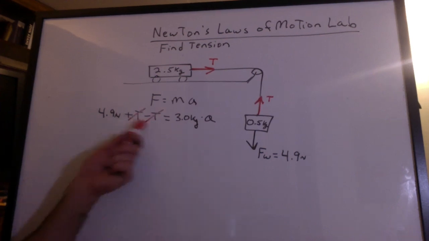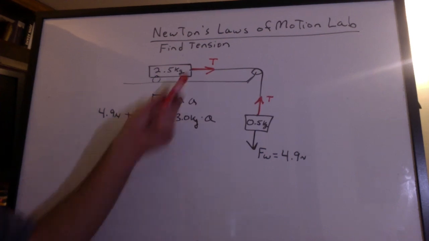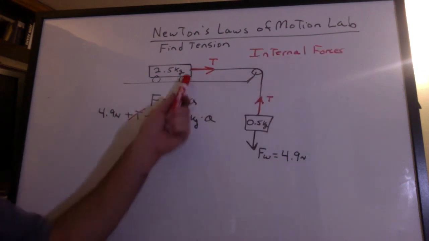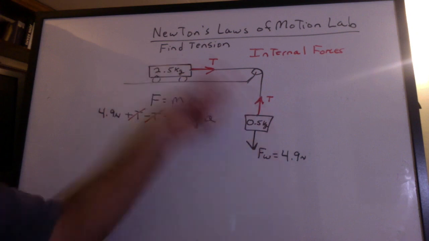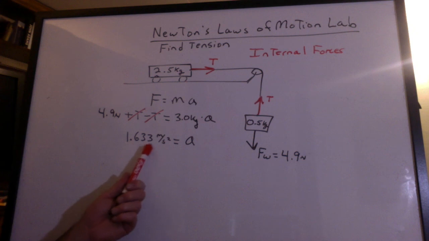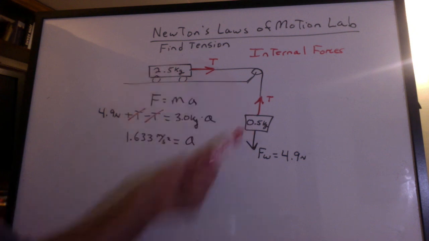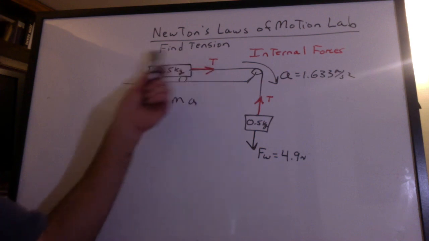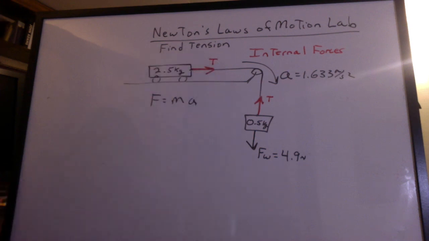I'm sure you can see that the tensions will cancel. These are called internal forces. An internal force cannot accelerate the entire system. Do the math and we get 1.633 meters per second squared for this system. So how do I find the tension? I have to isolate one of the parts of the system. I have to break the system up.